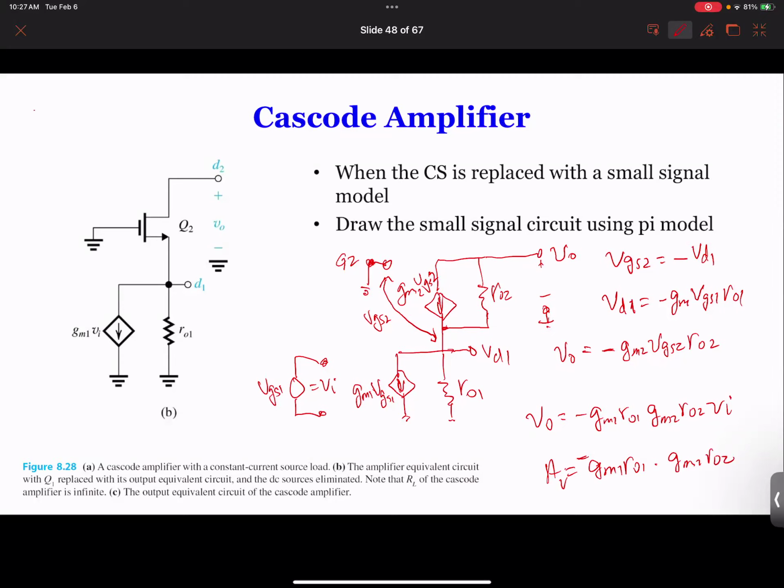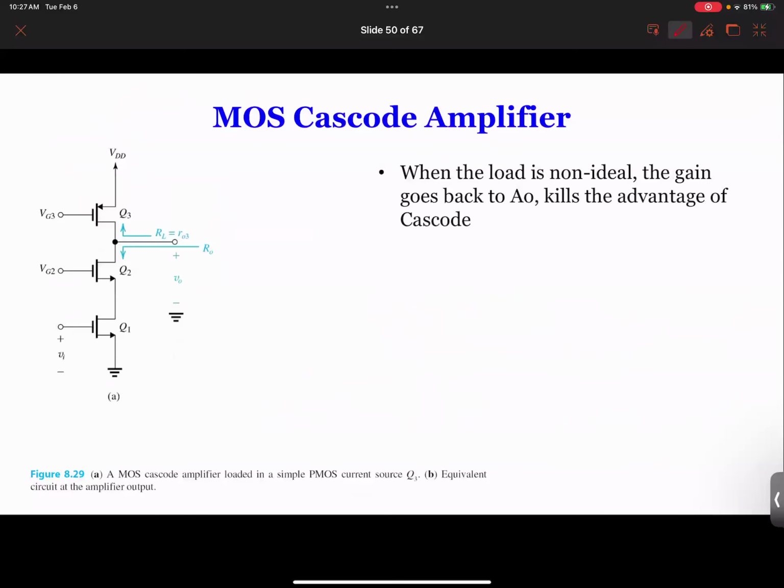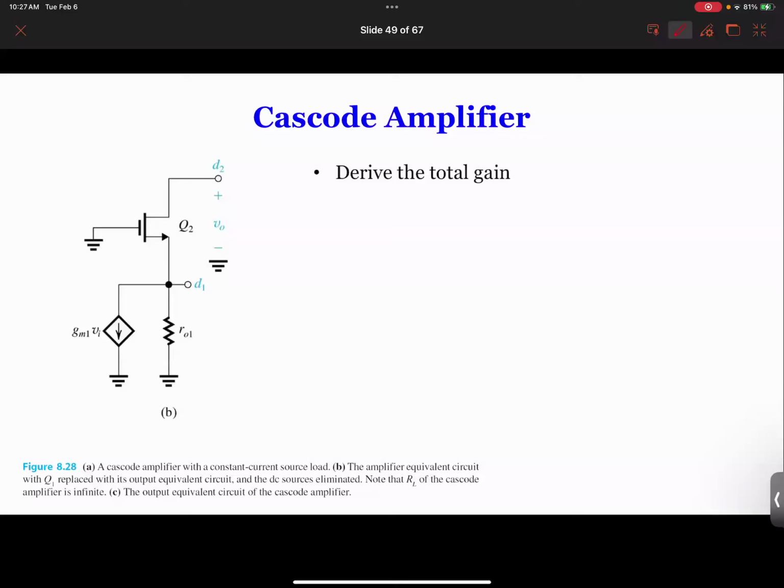So with identical amplifiers, we have A equal to A1 squared. Each one of them contributes like a square. So that's really how, just to enhance the knowledge, I already did the equivalent circuit. That's all we did. But the question, of course, is what if the load is not ideal. In the previous circuit, we had a current source over here, and we thought this was an ideal current source.